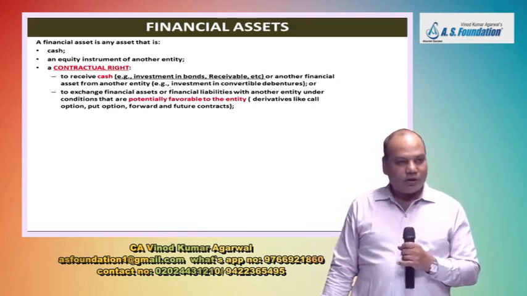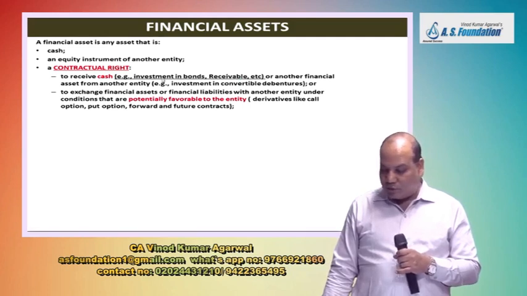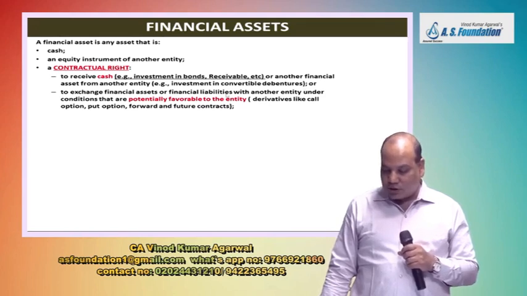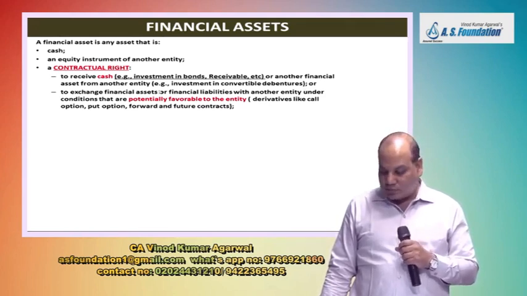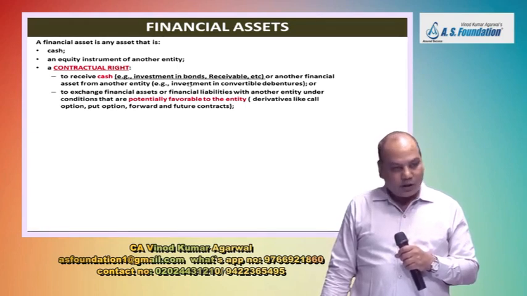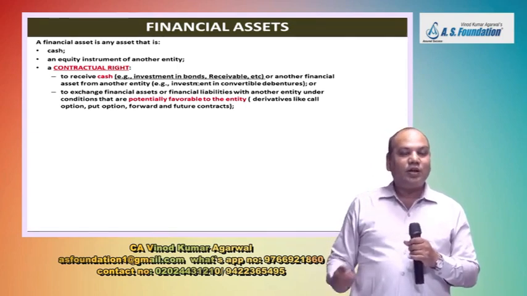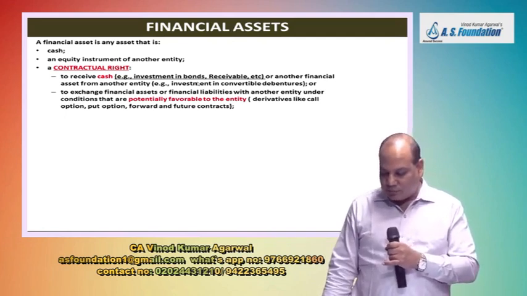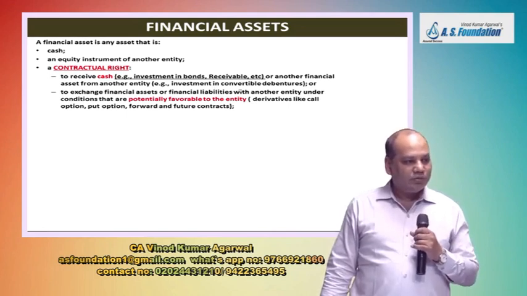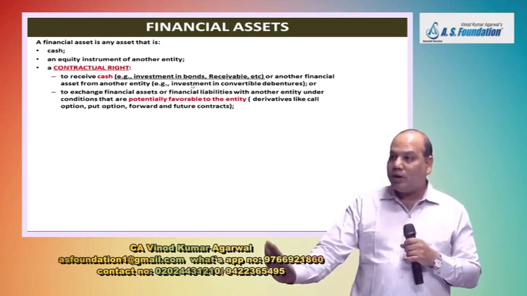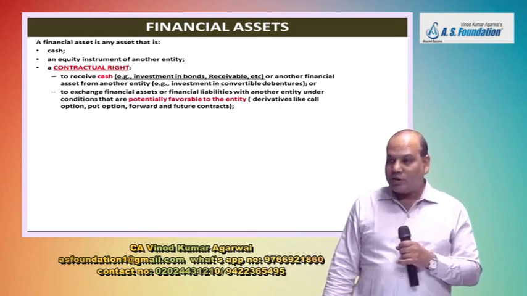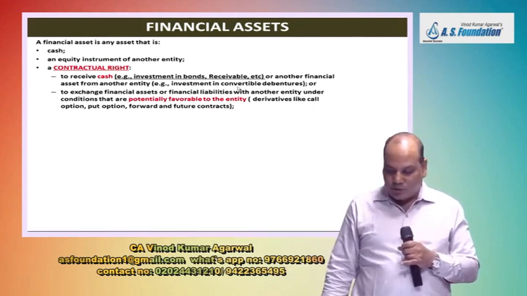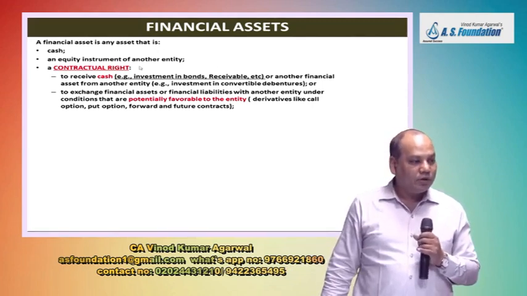Or another financial asset. The definition of financial asset itself uses the term financial asset, or another financial asset from another entity. Sometimes you may not receive cash, but it can be settled in the form of another financial asset. For example, investment in convertible debenture. Now you may not receive any cash here, but you may receive equity shares from the other entity, and for you then investment in an equity instrument becomes a financial asset.